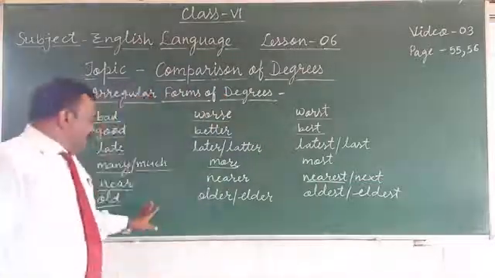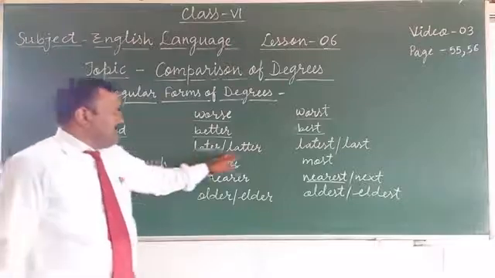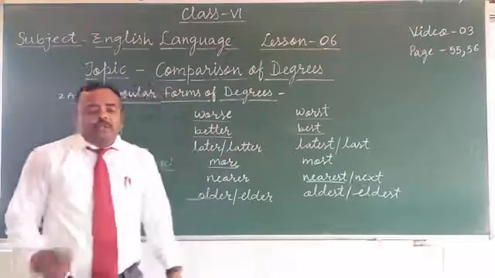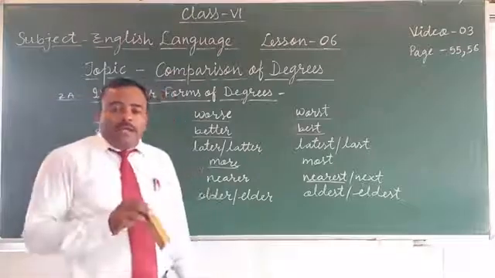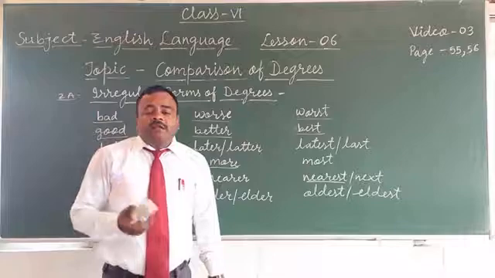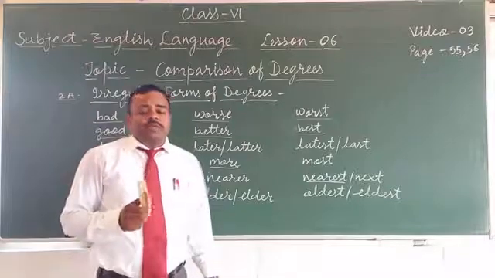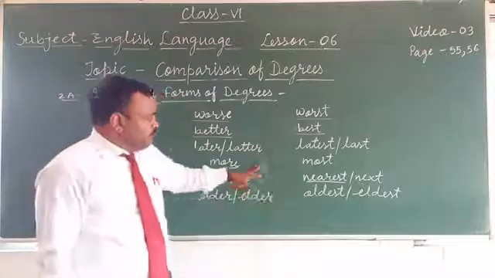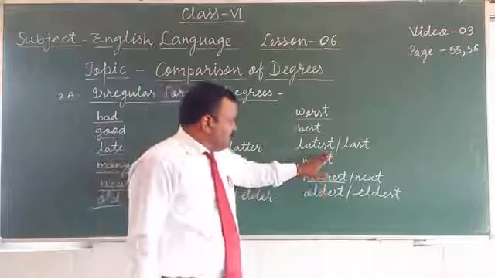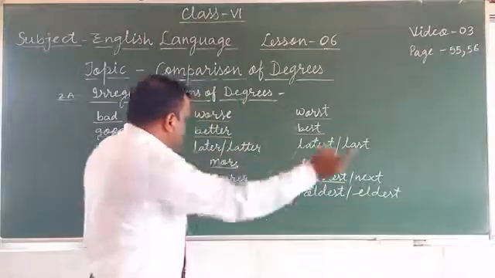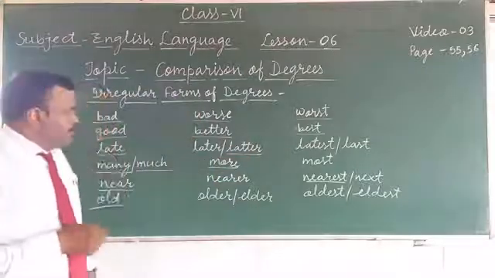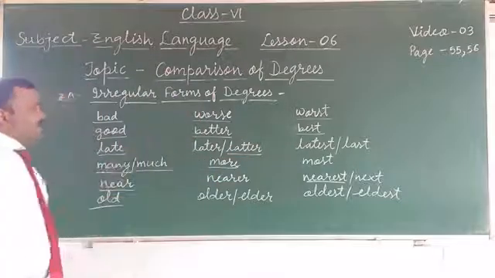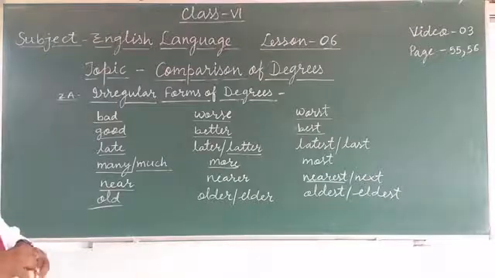Now late and later. Late and latter. Later events proved his points, and the latter date suits me. Latter means the second of the two. Here latter is used, the second of the two. So these are the irregular forms of degrees.